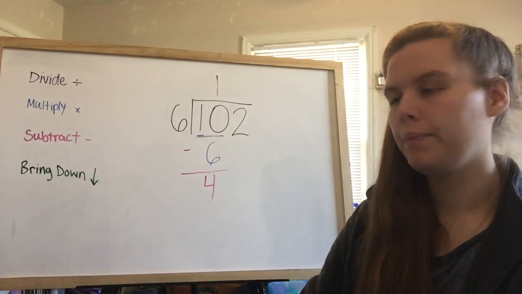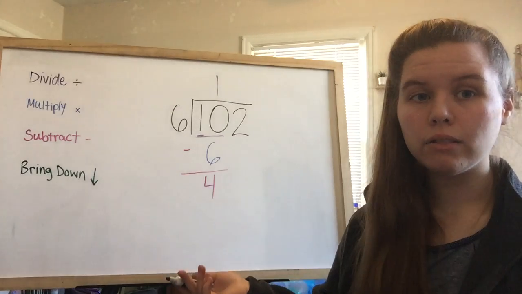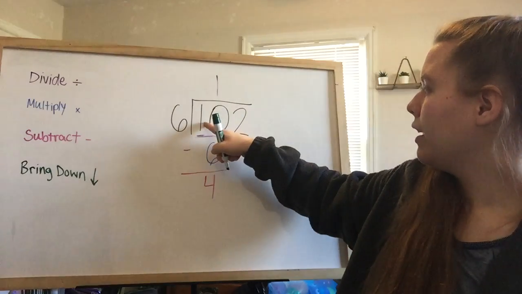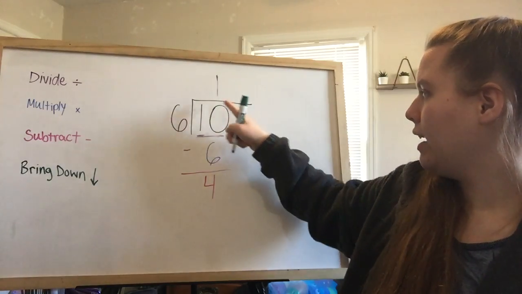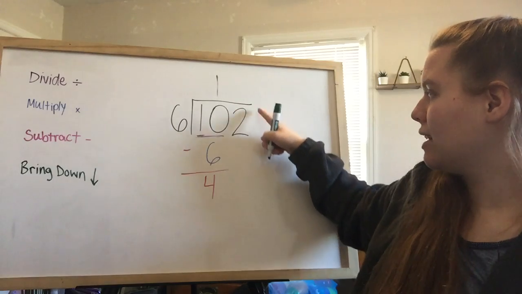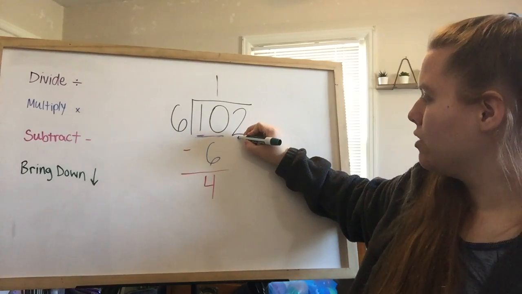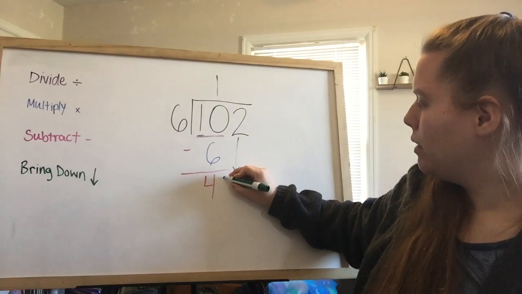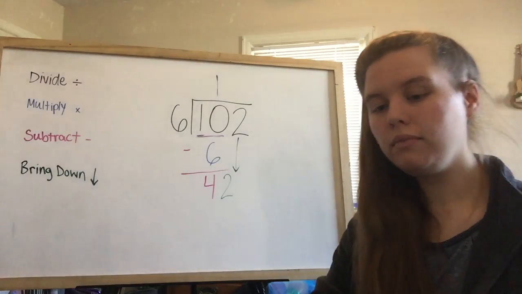Now we're going to bring down. Well, what are we going to bring down? Let's see. I used my 1 and my 0 already. Now I have a 2 as the next number. So I'm going to take my 2 and I'm going to bring it down here.